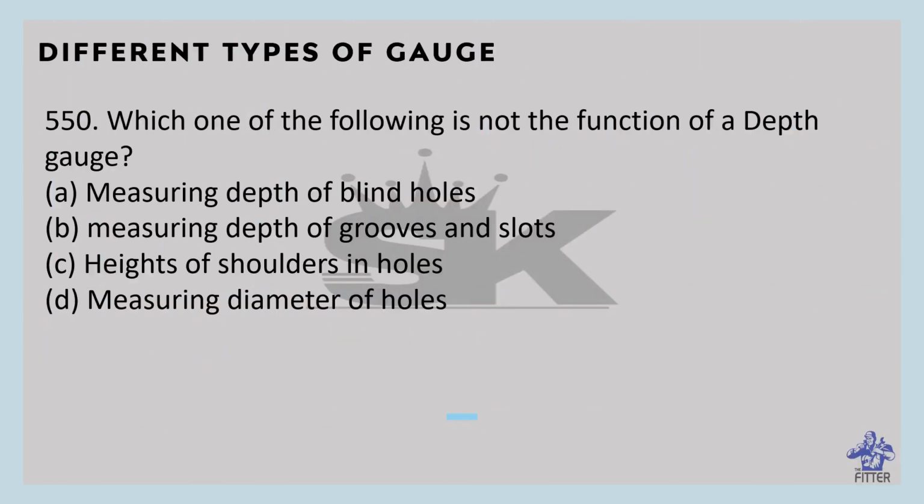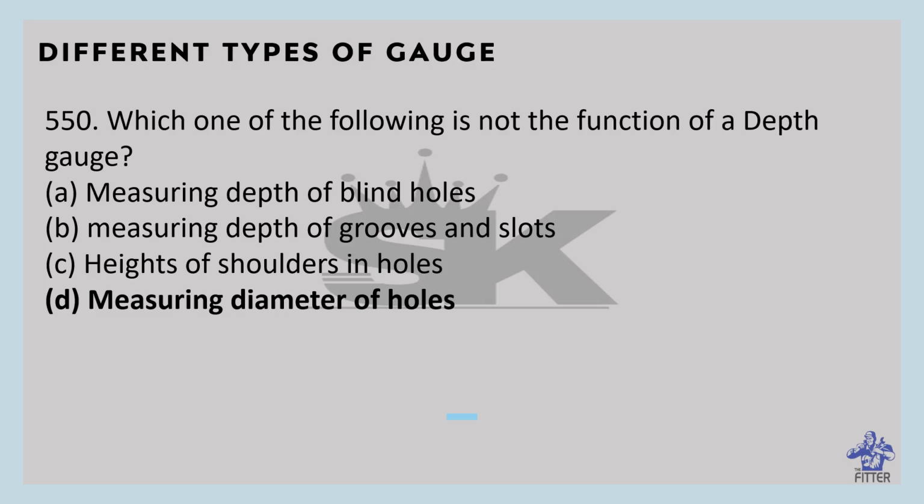Which of the following is not the function of depth gauge? So that is measuring diameter of the holes. Option D is not the function of depth gauge. Depth gauge is used for measuring things such as depth of blind holes, depth of grooves, and height of protrusions.